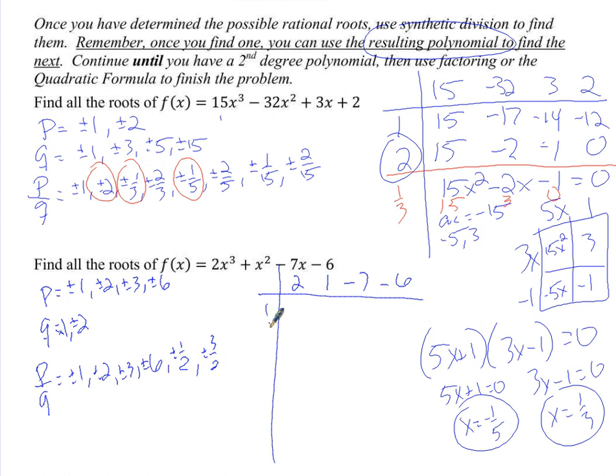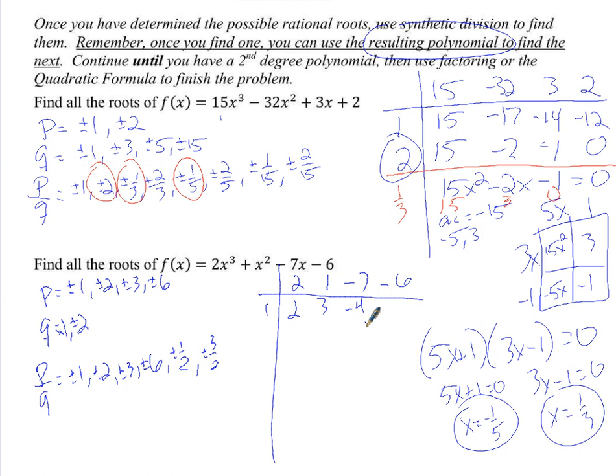Okay. Plug 1 in. This is synthetic division here, so the first coefficient comes down. 2 times 1 is 2. We're just not showing the addition on the synthetic division. So 2 times 1 is 2, plus 1 is 3. 3 times 1 is 3, plus negative 7 is negative 4. Is this one going to work? No. Give me another one.